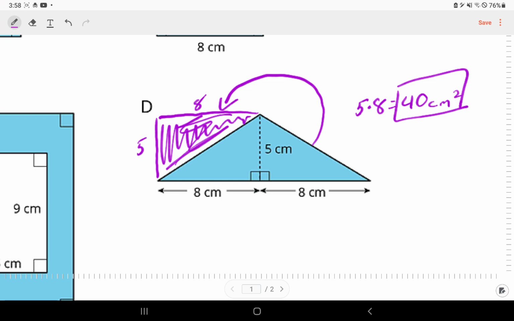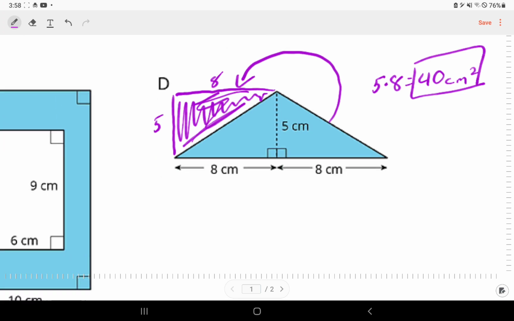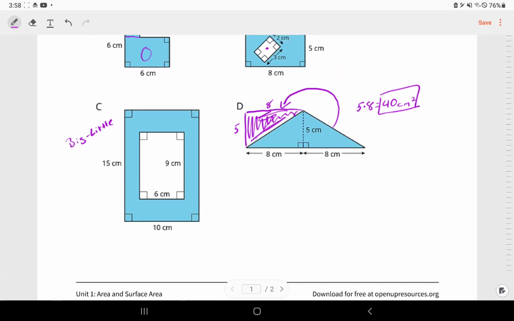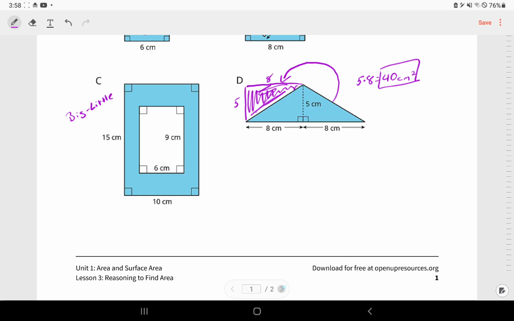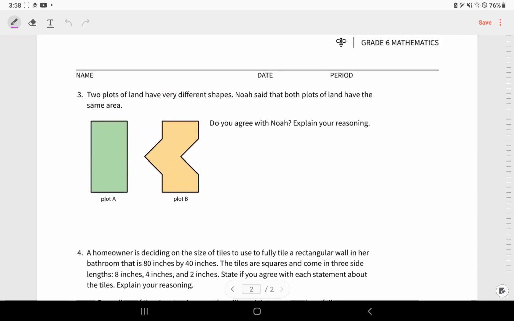Okay, all done. We're done. Yay! Okay. And so now we go to our next page.